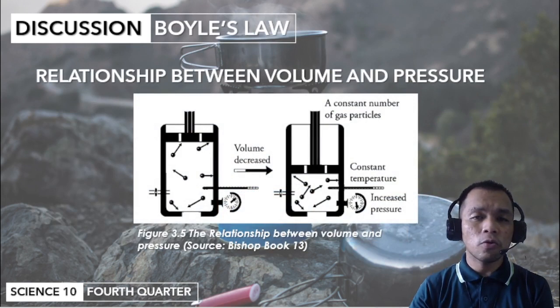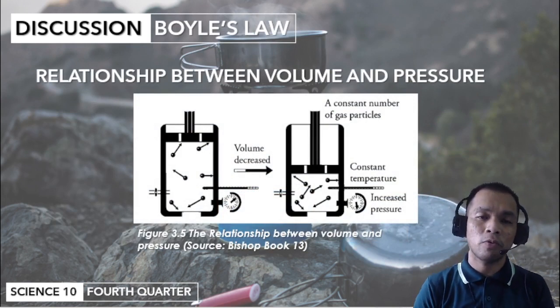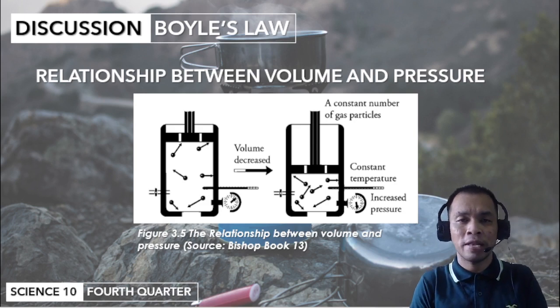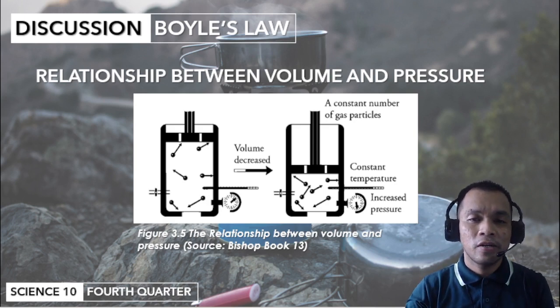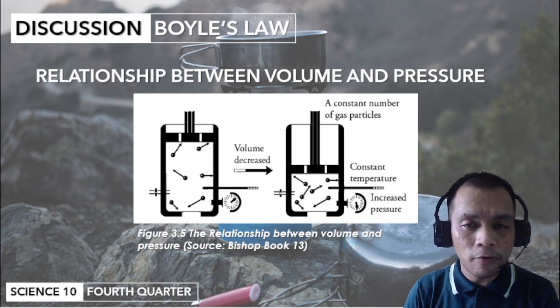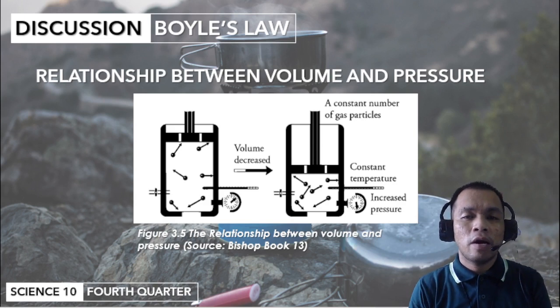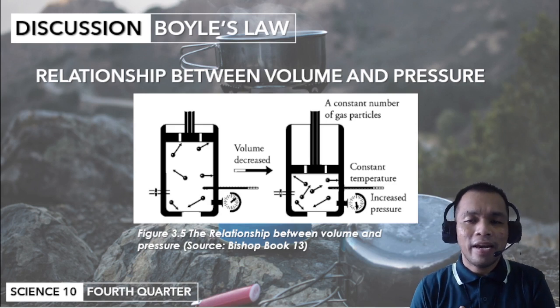Okay, now let us go to Boyle's law. I believe you have already taken up this one in the previous module. Actually, this is module 1. So, let us try to see the relationship between volume and pressure. As you can see, when volume is decreased, what happens to the pressure? Can you look carefully at the image? When volume is decreased, what happens to the pressure? Okay. Any observations?